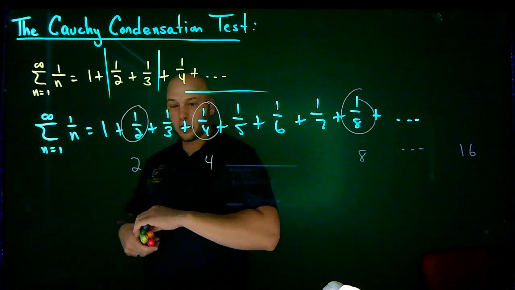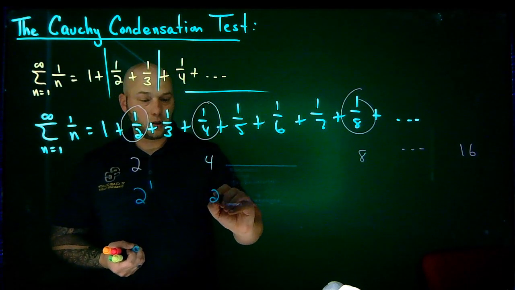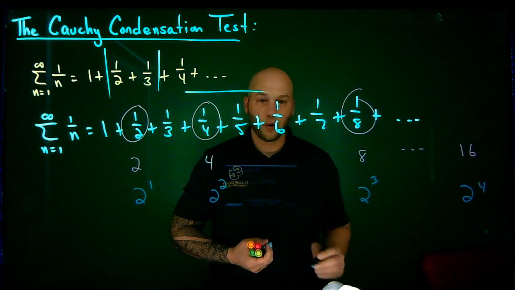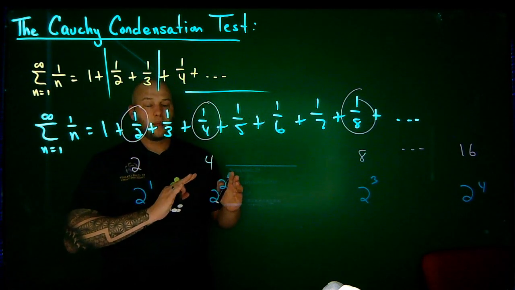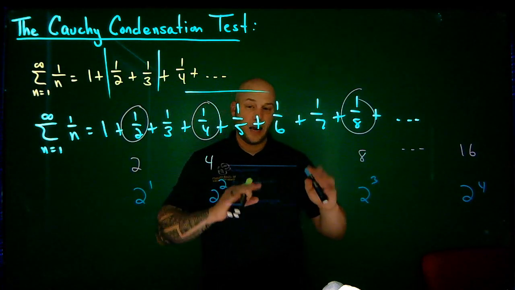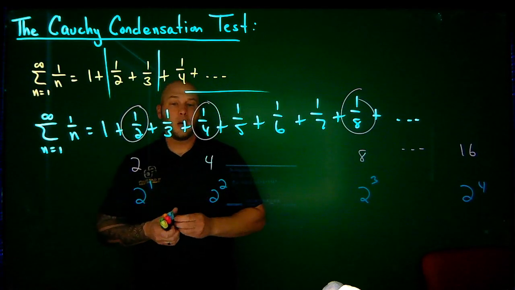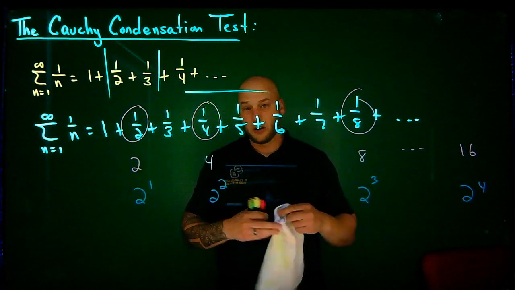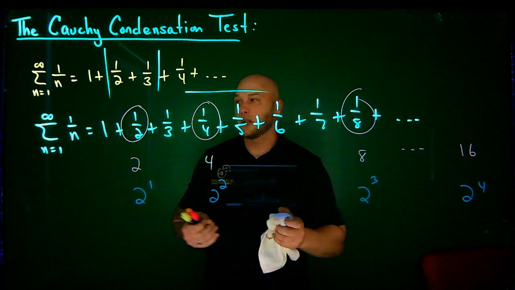Now, what's the relationship between these? Notice that this is the 2 to the first term, this is the 2 to the second term, 2 to the third term, and the 2 to the fourth term. So if I take the terms of the series that have an index that is a power of 2, I extract those and create a new series using that sequence of terms and determine convergence and divergence. So let me go ahead and state what the theorem says.